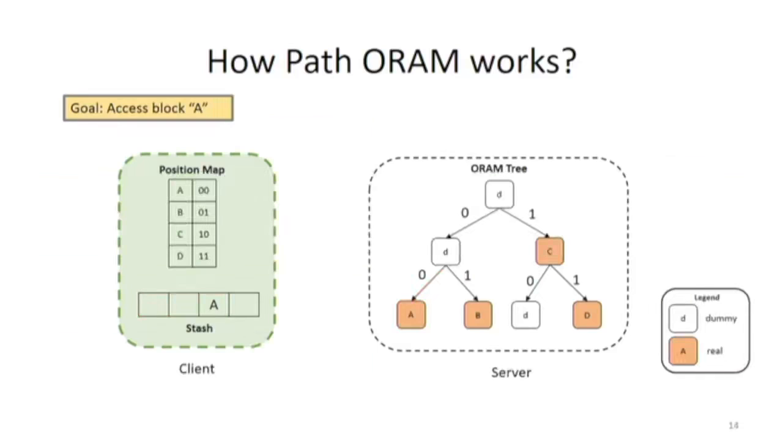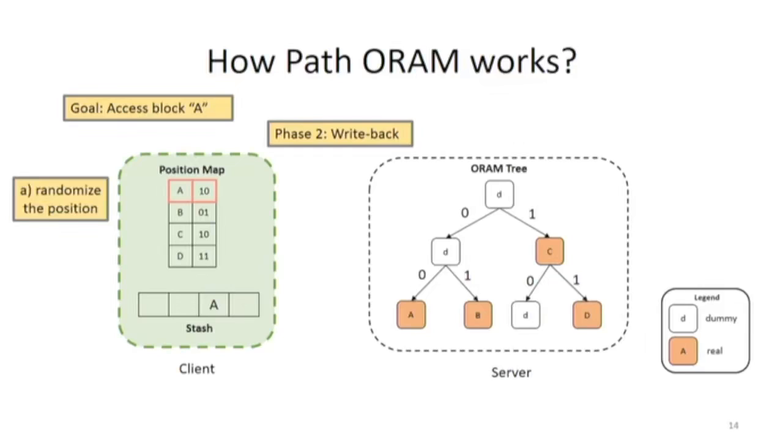So now what is our goal? Our goal is to write back the block in a random fashion to ensure that the next time we read it, the attacker still cannot correlate what block it was. So we're going to randomize the position of the block that we just extracted. A was 0, 0 before. Now it's changed to 1, 0. This is just random, it could be any leaf position here.